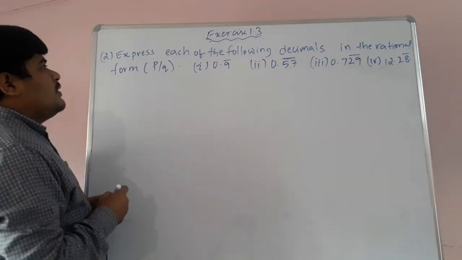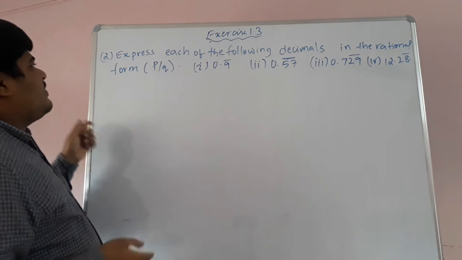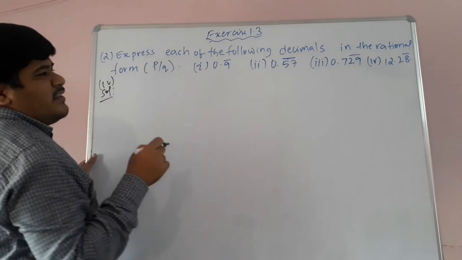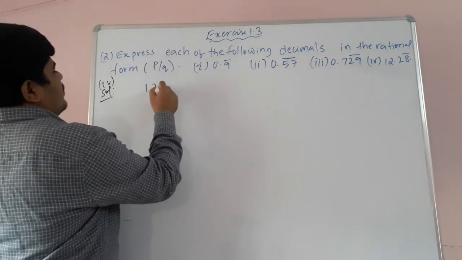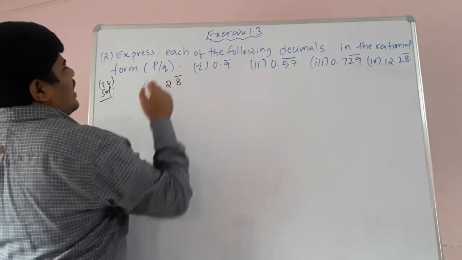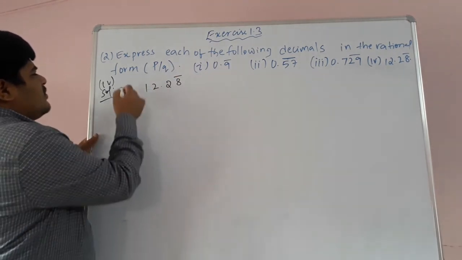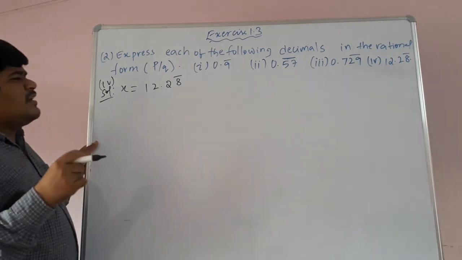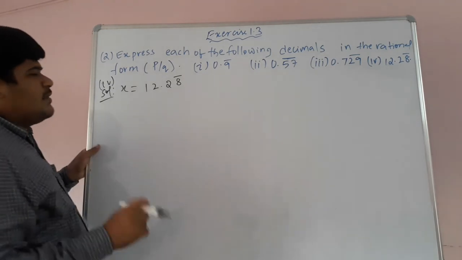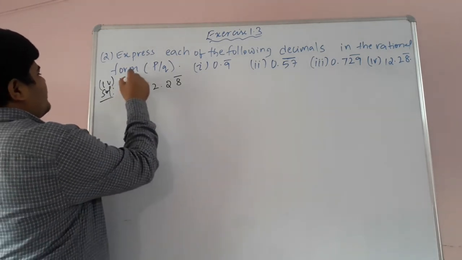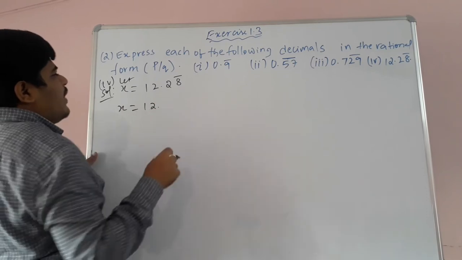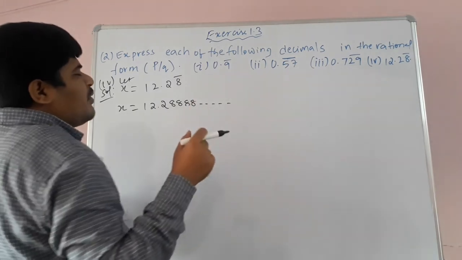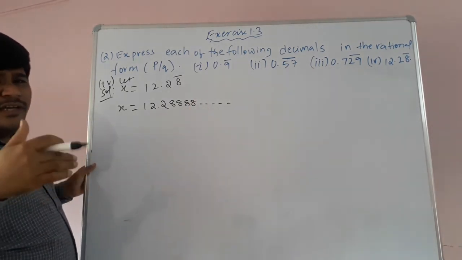Okay, children, now let's see the fourth problem in the second bit. So that is 12.28 bar. The bar is there on only the 8, children. So let x be equal to this decimal. Actually, children, these types of decimals are known as mixed decimals. So let x be equal to 12.28 bar. We can write it as 12.2888, and so on. Since the bar is there on only one digit 8, only 8 will repeat.